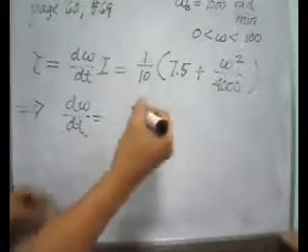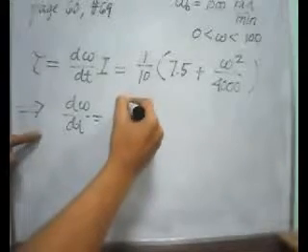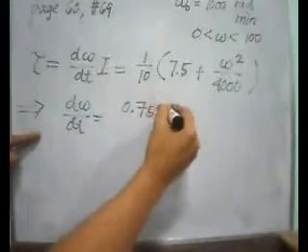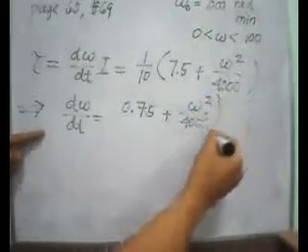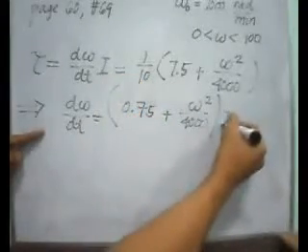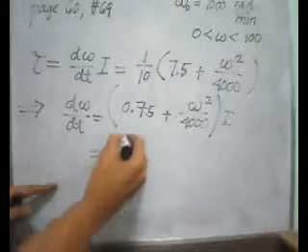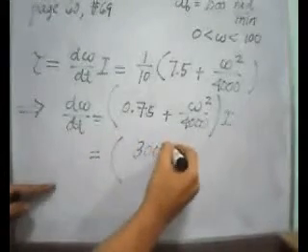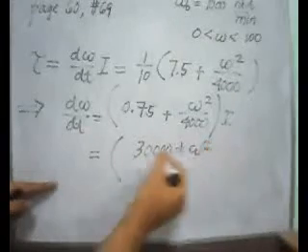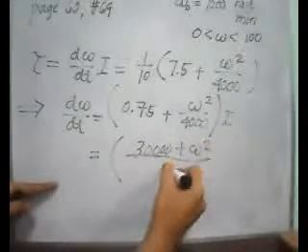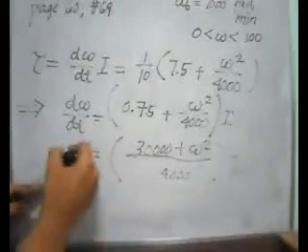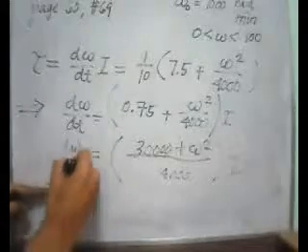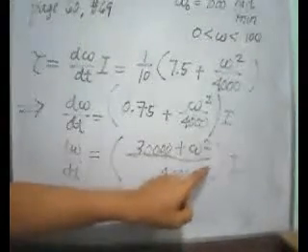We have d omega over dt equals, then divide both sides by the I. So we have 0.75 plus omega squared over 4,000, all over I. Now further, we have 30,000 plus omega squared equals 4,000 I d omega over dt. Okay, so we have now a separable equation.